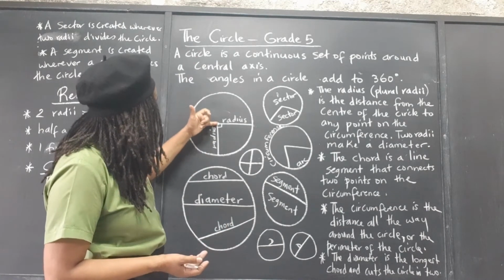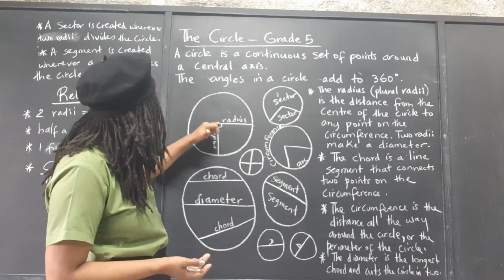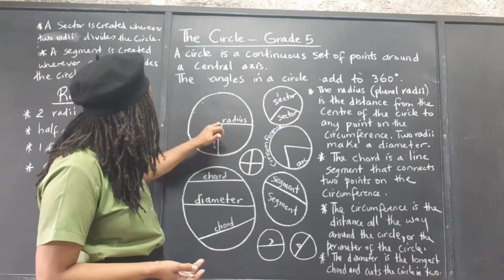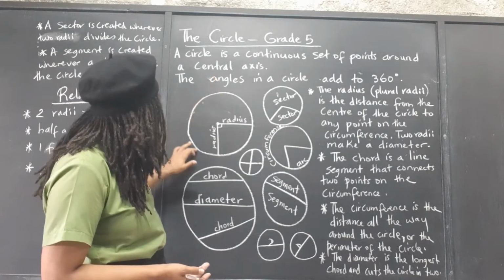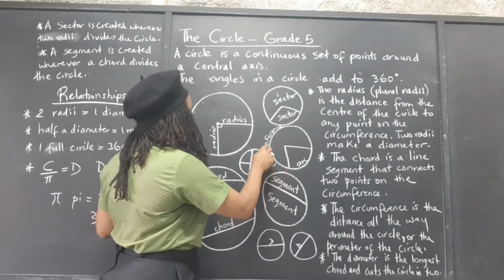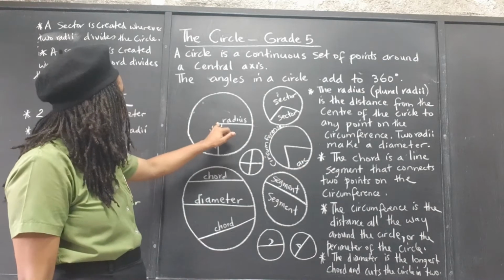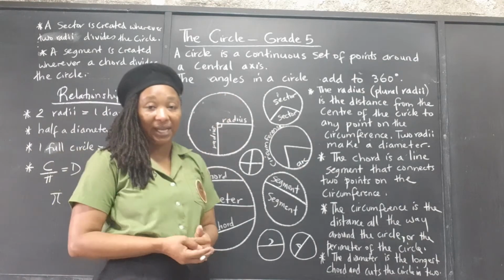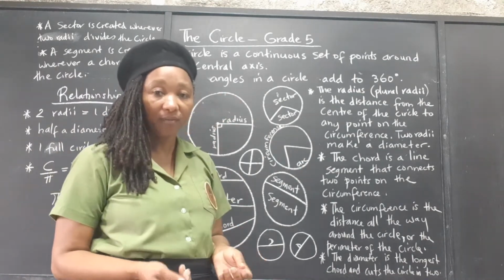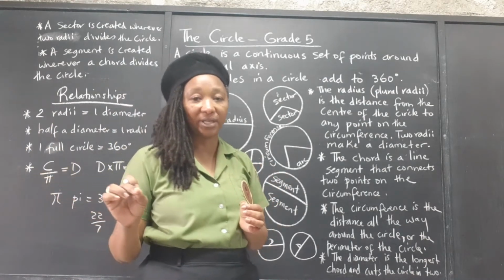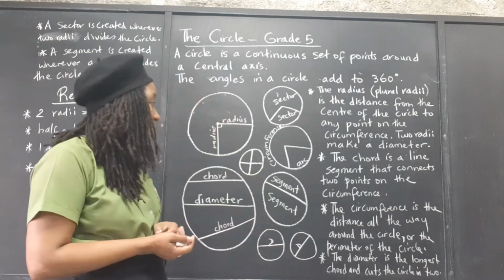So from here to here, that's a radius. We could draw any number of radii, right? From the center, so this is the circumference. Here we have the circumference of the circle. So any point from the center to the circumference, that's halfway. The distance halfway across the circle, that is a radius.